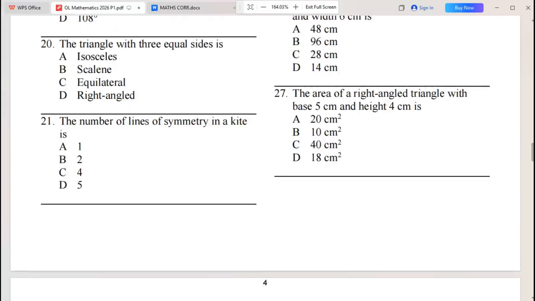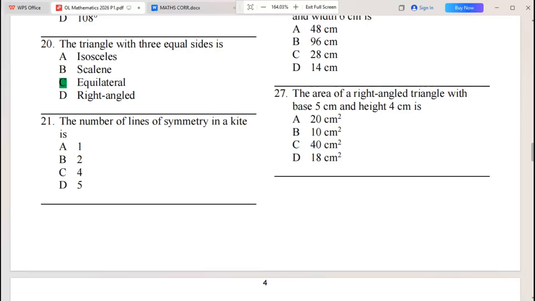Question 20. The triangle with 3 equal sides is called an equilateral triangle, which is C. For the other options, we have A, an isosceles triangle. An isosceles triangle is a triangle which has 2 sides which are equal and 1 side which is different. Additionally, 2 angles will be the same. Then next, we have a scalene triangle. This is a triangle where all 3 sides are of different lengths. Thus, no side has the same length as another. And D, a right angle triangle. This is a triangle which has a right angle in it. So for question 20, our answer is C, equilateral.